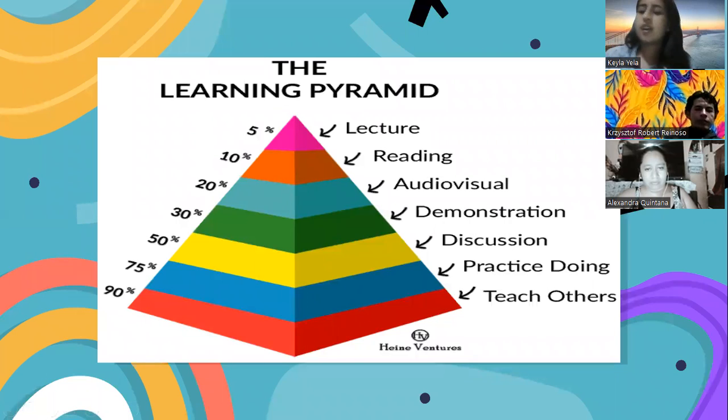I am going to talk about the learning pyramid. This pyramid has several stages. For example, 5% is about lecture, 10% is about reading, 20% is about audiovisual, 30% is about demonstration, 50% is about group discussion, 75% is about practice by doing, and 90% is about teaching others.